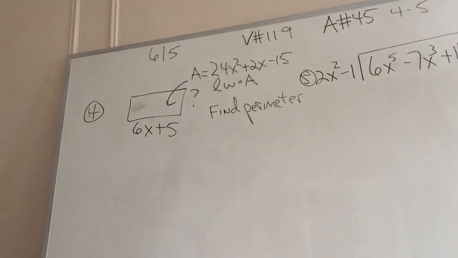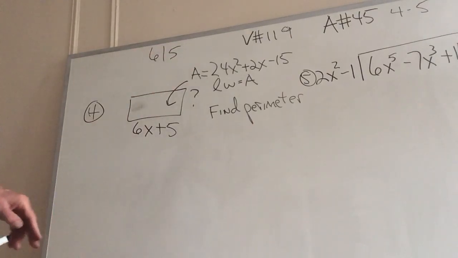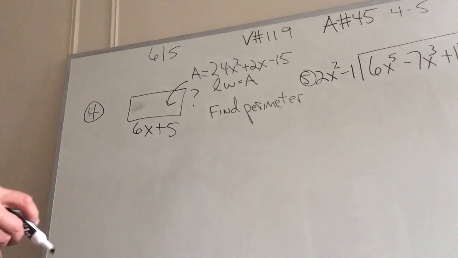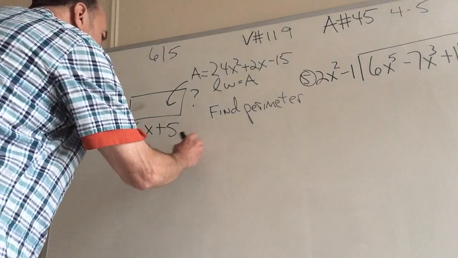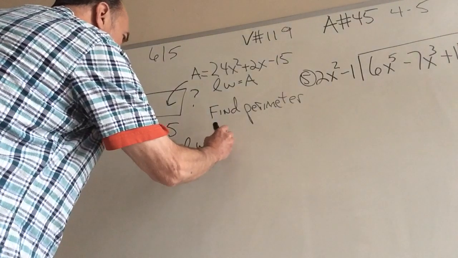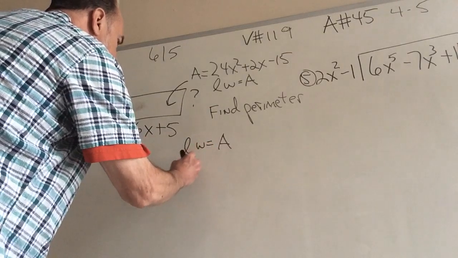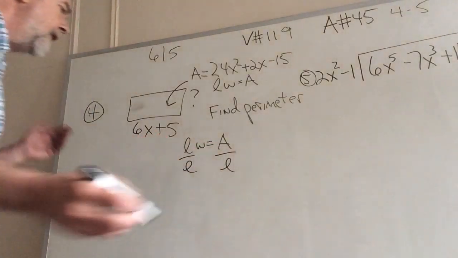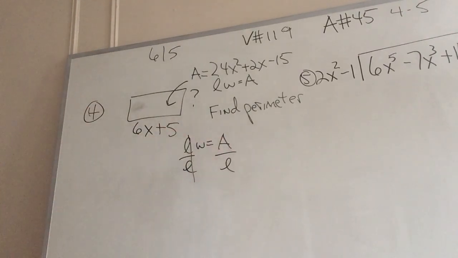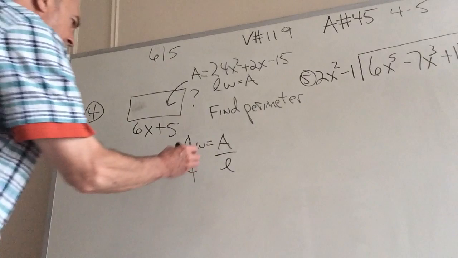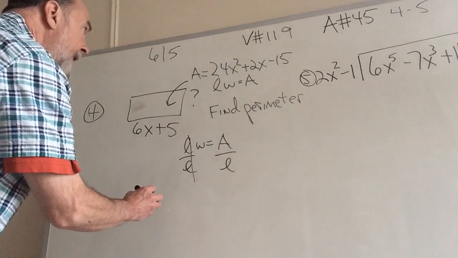And so now I have to figure out what this is. So I'm guaranteed there's no remainder, otherwise the problem doesn't make any sense. So there's the question mark. So since LW equals A, and I know the length and I need to find the width, I'll just divide both sides by L. There we go. What's the big deal? L divided by L cancels, and that's all I'm doing. So I'm going to divide W into A to get the length. Okay? So let's do that.